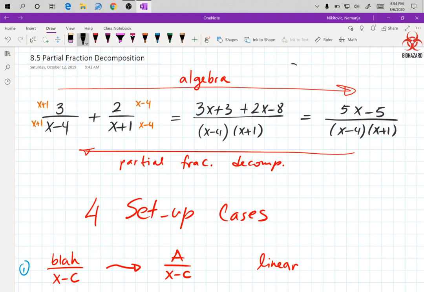And that is, you can see over here, I said it is algebra if you read it from left to right. So now, what is the partial fraction decomposition?